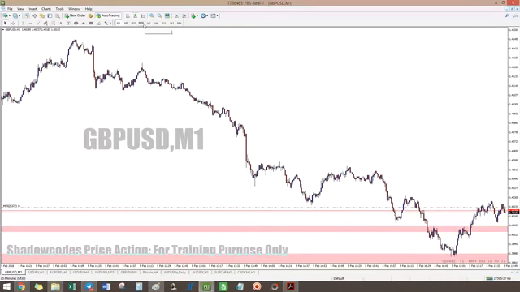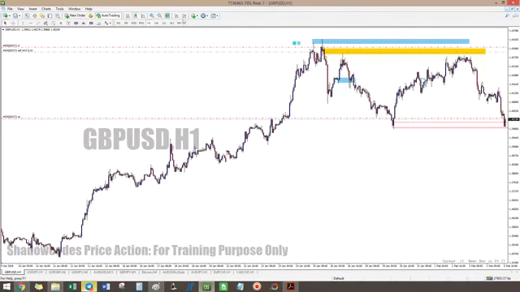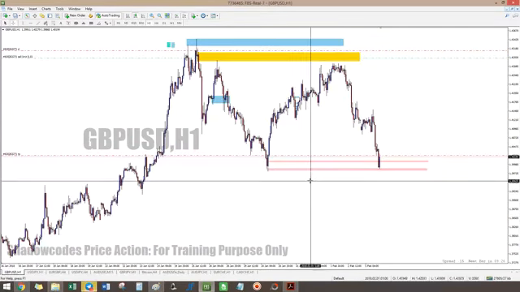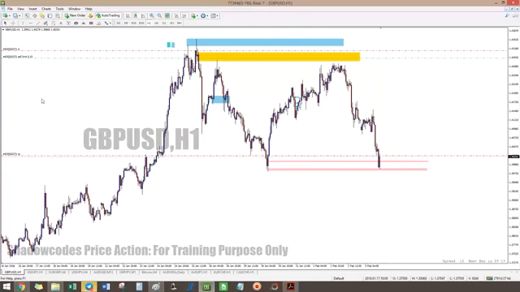We'll be going through it in chapter 2 for supply and demand. You have a lot of ways to trade actually. This is a lot of pips, 37 pips.